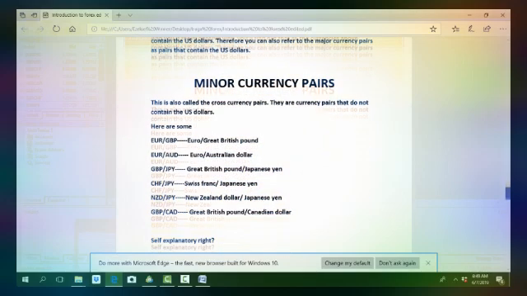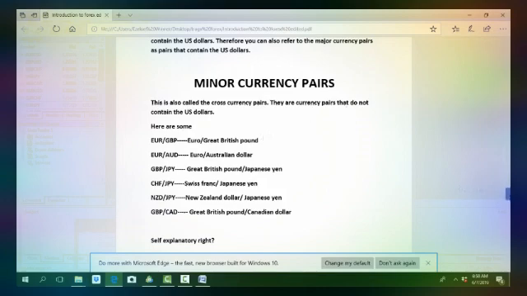Now these are the minor currencies. Notice that these minor currencies do not contain the US dollar. Just look at it very well. You see Euro, Great British Pound, Euro, Australian dollar, Great British Pound, Japanese yen. Now look at the screen. You discover that there is no US dollar in any of these currencies, which means they are minor currencies.